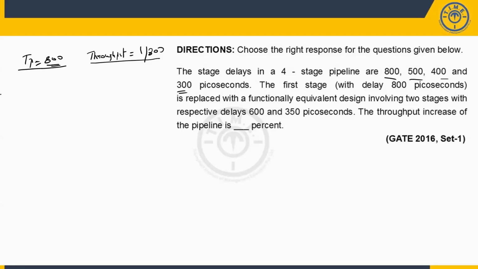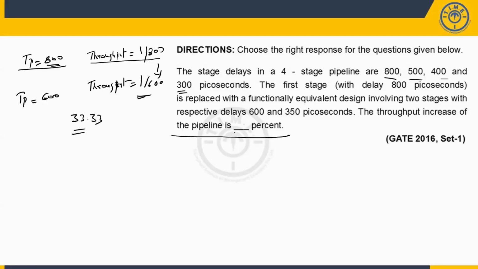Yes, sir. Now, in the updated pipeline, TP is equal to 600, right? Yes, sir, because it is getting divided into 600 and 350. TP will be equal to 600. Then throughput will be 1 by 600. The throughput increase of the pipeline is equal to 33.33%. The difference between 1 by 800 and 1 by 600 is 33.33.